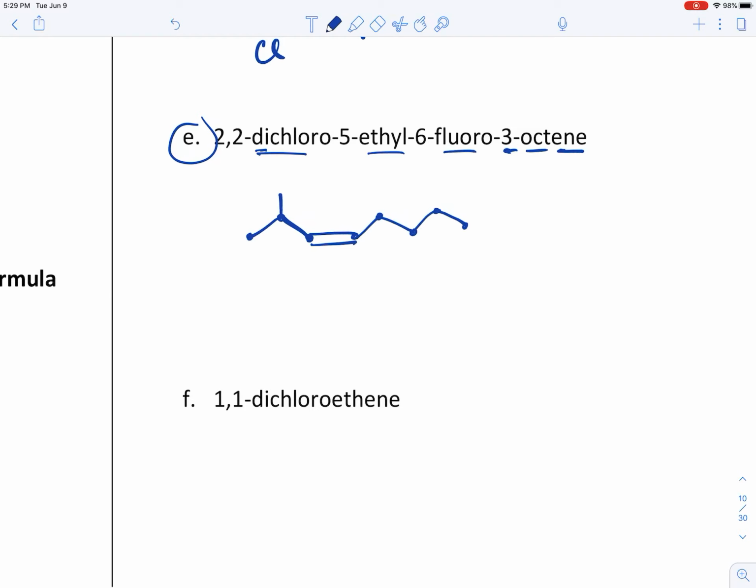2,2-dichloro means on the second carbon, counting from the same end of the molecule that we did for the double bond, has 2 chlorine atoms. 5-ethyl, the fifth carbon, 1, 2, 3, 4, 5, has an ethyl branch with 2 carbons. And the sixth carbon has a fluorine atom, fluoro. So there's the molecule.